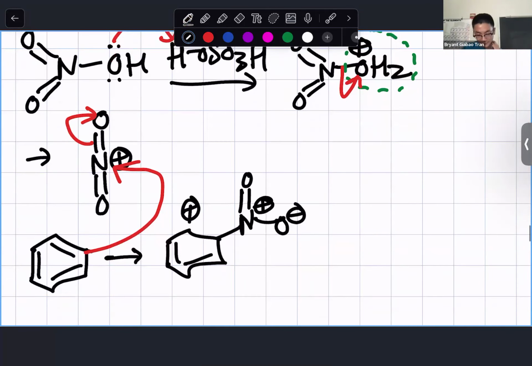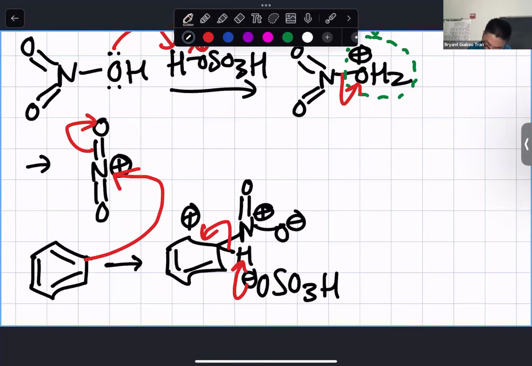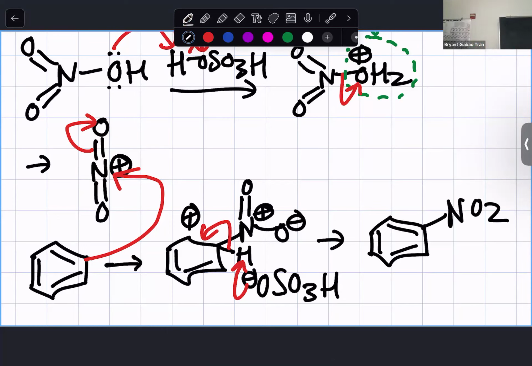And then the very last step is to always reform the aromaticity, because we always break aromatic benzenes for these reactions, but the very last step reforms it. Our conjugate base here is going to be the HSO4 minus. It grabs that hydrogen, forms a double bond there, and gives us our NO2 group. This whole thing right here is NO2. There's no charge included because the positive and negative charge cancel out.